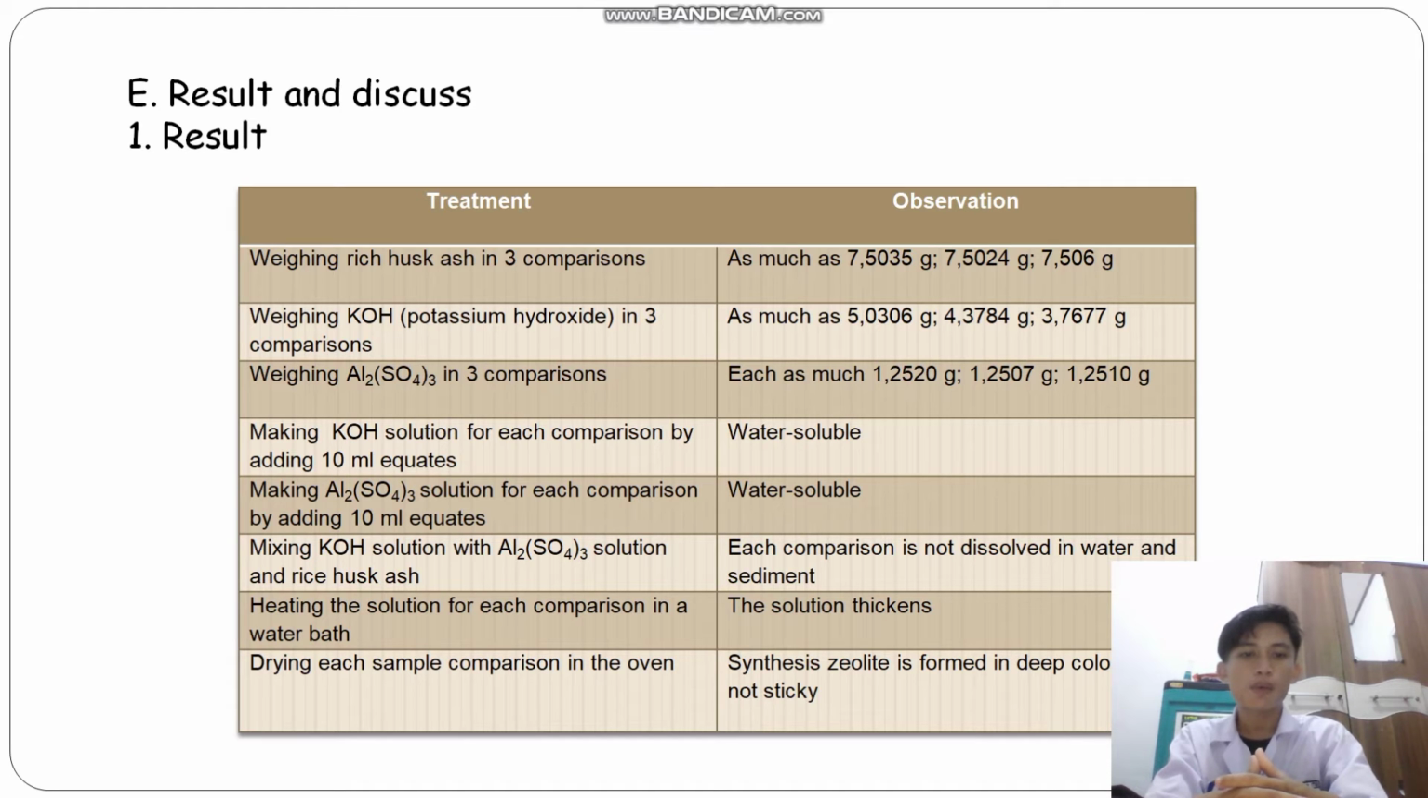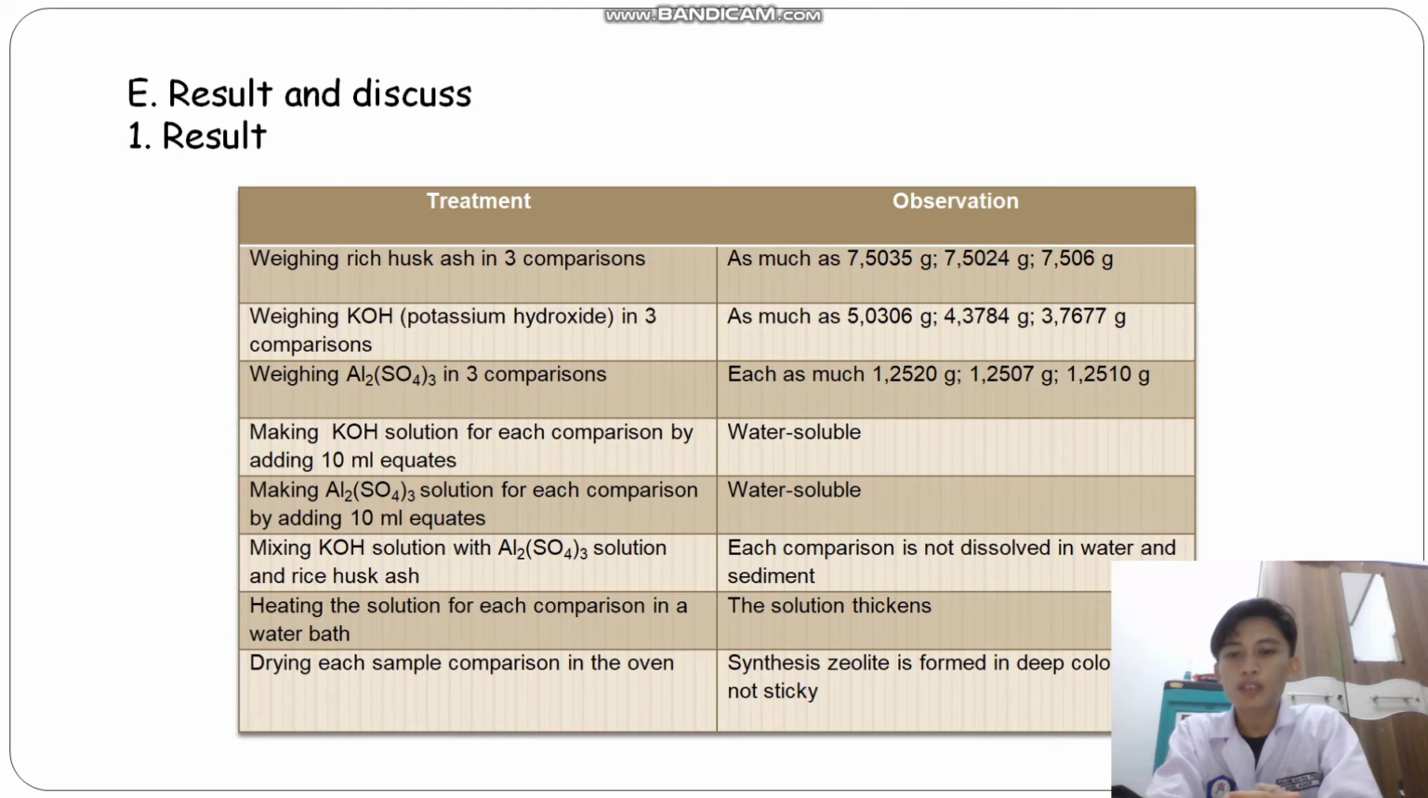2.520 grams, 1, 2.507 grams, 1, 2.510 grams. Making KOH solution for each compression by adding 10 ml aqueous. The observation: water dissolved. The treatment next.